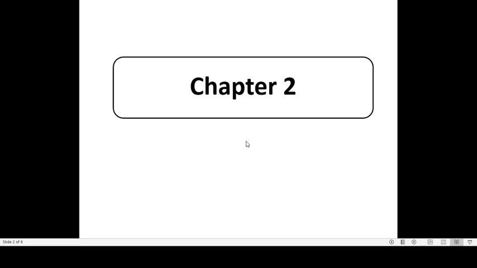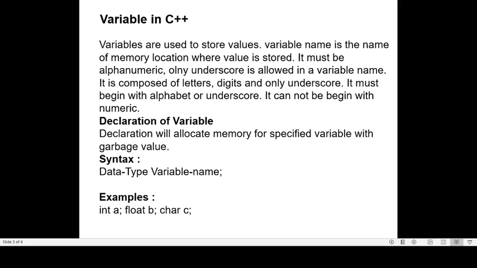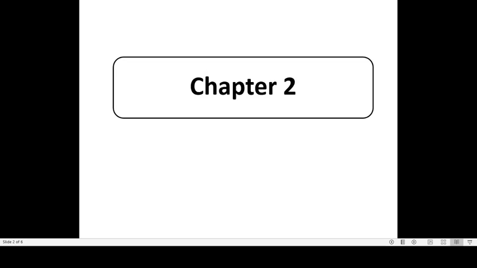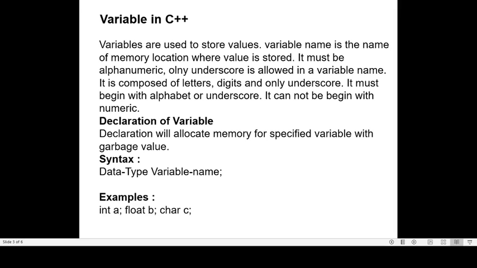Welcome. In this session, I will explain variable and how we can declare the variable in C++. What is variable? A quantity or number which may vary during the execution of the C++ program is called variable.